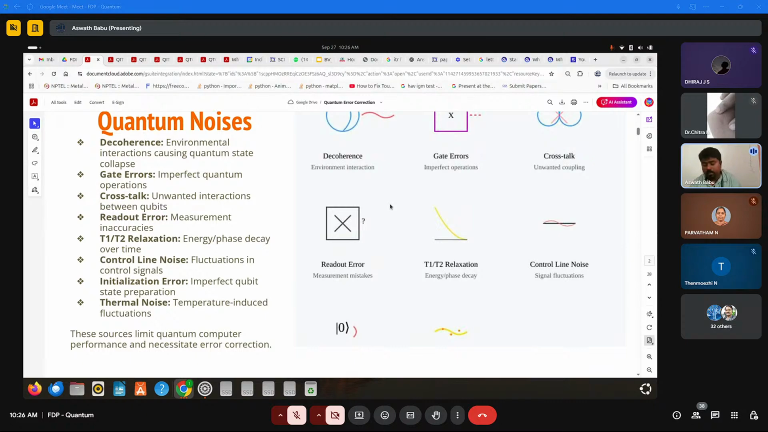And there is one more error that comes from the system: T1, T2 relaxation. What I mean by T1, T2 relaxation is this: when I prepare a system and try to create a superposition state, what happens? The qubit or the electron is supposed to exist at the excited state for some time. That is the excitation lifetime. Some lifetime it will have.